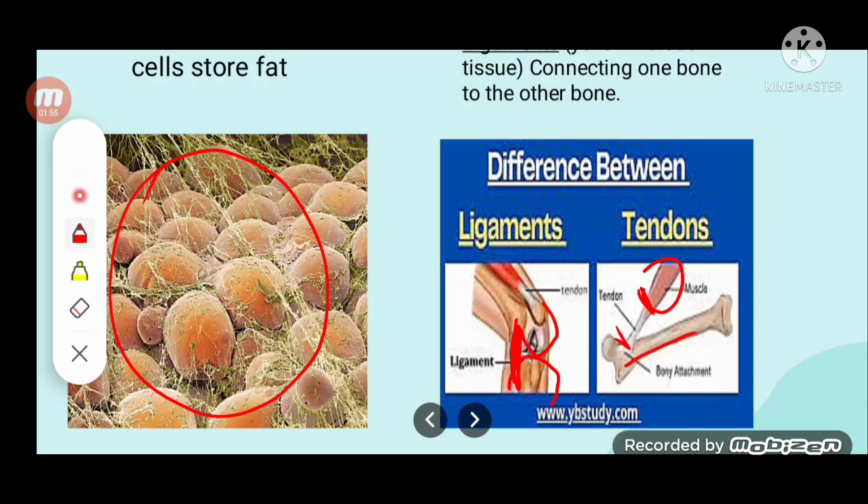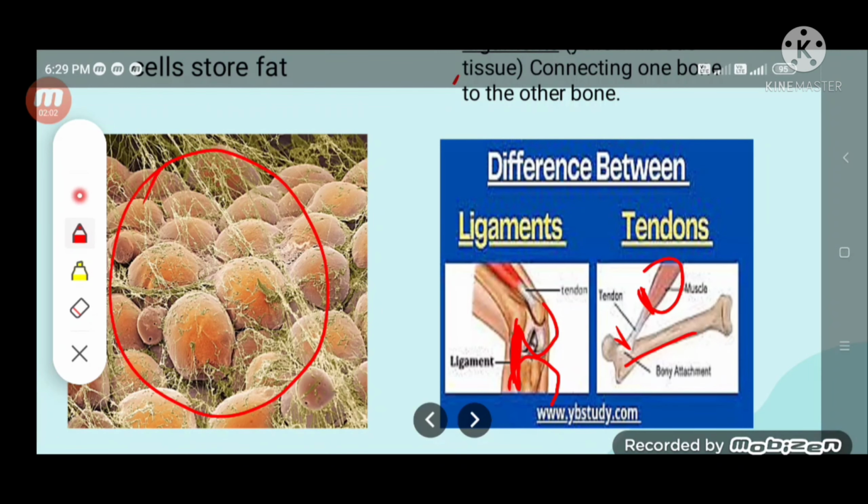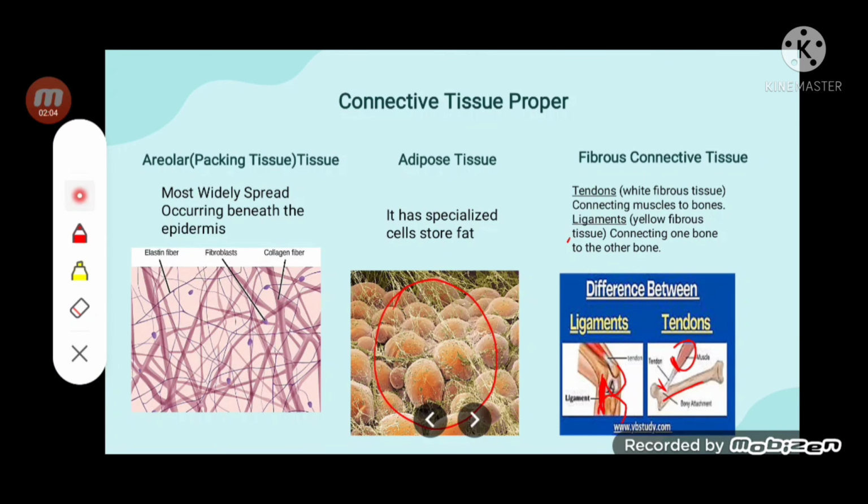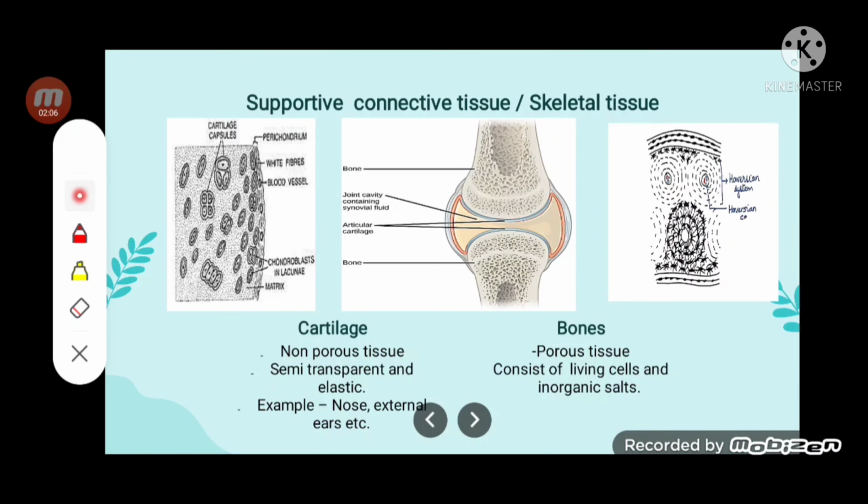So three kinds of connective tissue proper we have just studied. They are areolar tissue, adipose tissue and fibrous tissue. The next category of connective tissue is supportive connective tissue. Supportive connective tissue is also called skeletal connective tissue because, as I told you, the skeletal system consists of bones and they give support to our body. That's why they are called supportive connective tissue. So they consist of cartilage and bones.